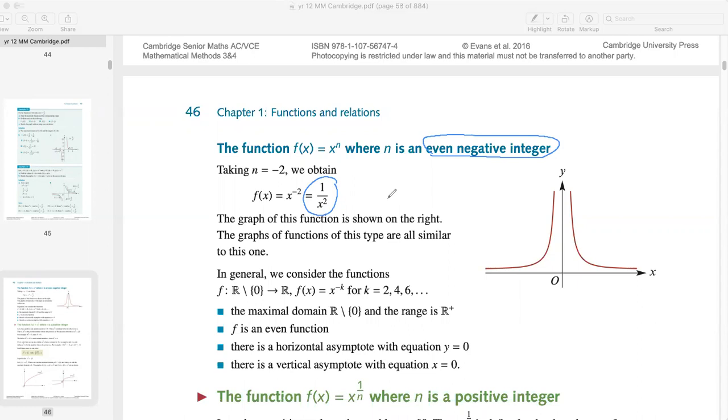And once it becomes even, again, we don't have any negative values, so we only have the positive, or we should say above the x-axis, okay?